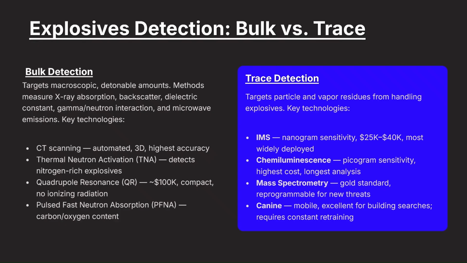Trace detection focuses on microscopic residues from handling explosives. Techniques include ion mobility spectrometry, chemiluminescence, mass spectrometry, and K9 detection. While bulk methods are ideal for screening objects, trace detection is highly sensitive but requires careful handling and continuous calibration.